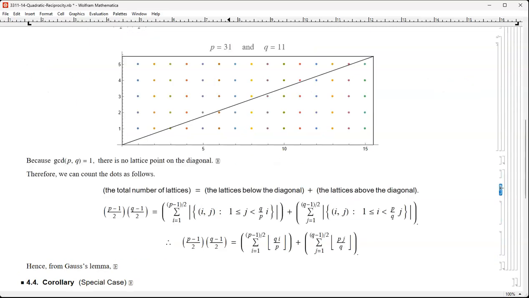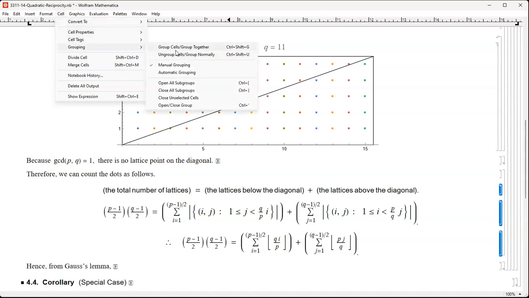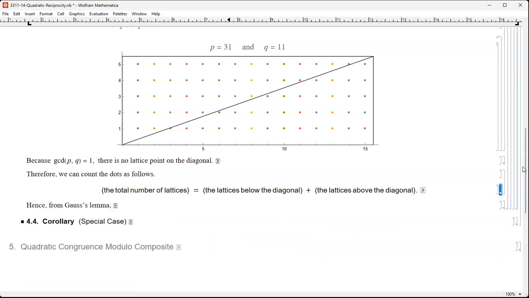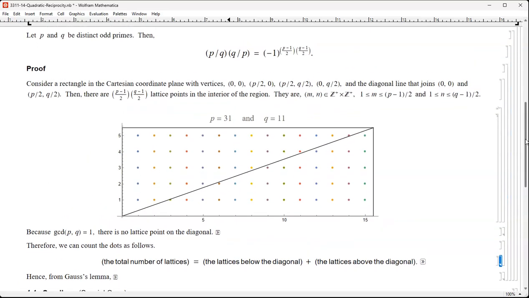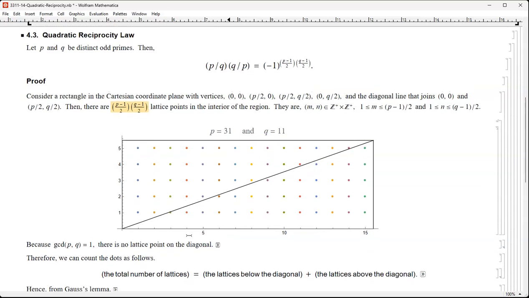Consequently, we get this conclusion. I should not have shown you all this at once. Let's do only these. The total number of lattice points is the lattice points below the diagonal plus those above the diagonal. There's nothing on it. So below plus above gives the total. Make sense? And the total is, of course, (p minus 1) over 2 times (q minus 1) over 2. Okay, all right. Now, let's count the number of lattice points below.